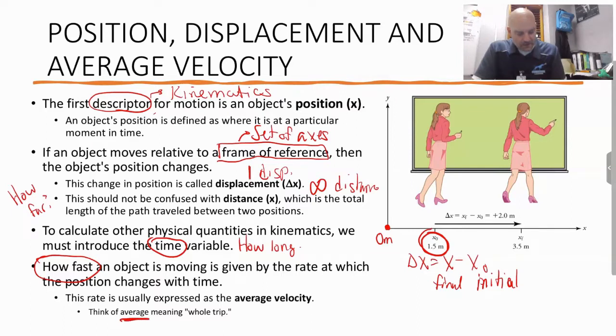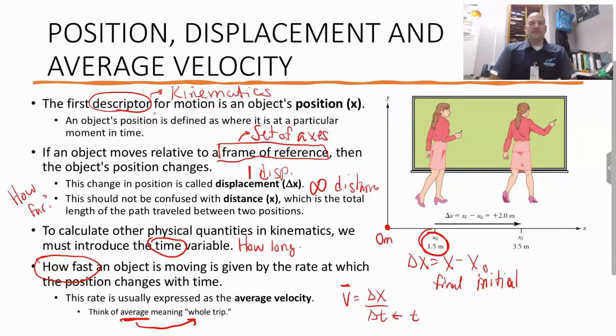This is very important when we distinguish and start introducing calculus. We think about average velocity as the whole trip. You'll see a v-bar notation: it's the change in position over the change in time. Oftentimes delta t just becomes t, because our initial time is t equals 0.